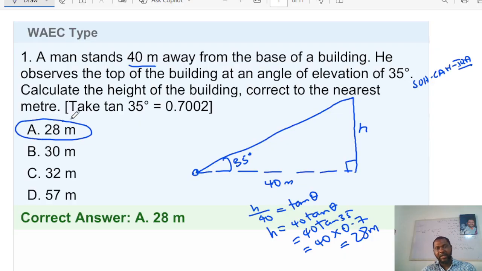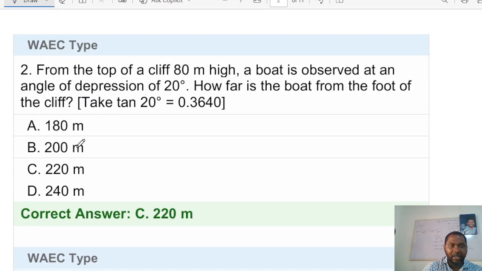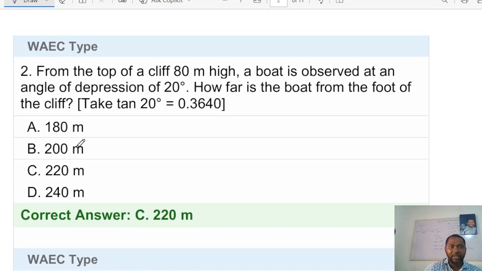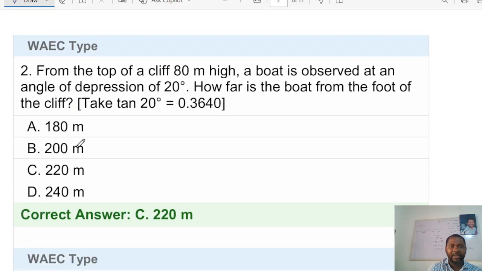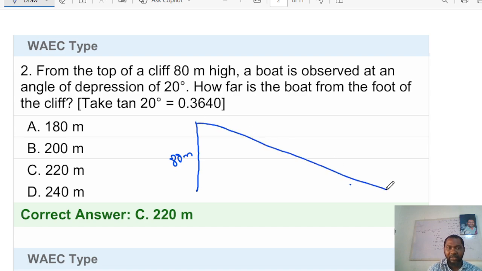You see? Quite easy. Now the next one says from the top of a cliff 80 meters high, a boat is observed at the angle of depression. Now this is depression, you are going down. So let's assume that this is the cliff, and the cliff is 80 meters high, and the boat is somewhere down here, so you are looking down this way, you see.